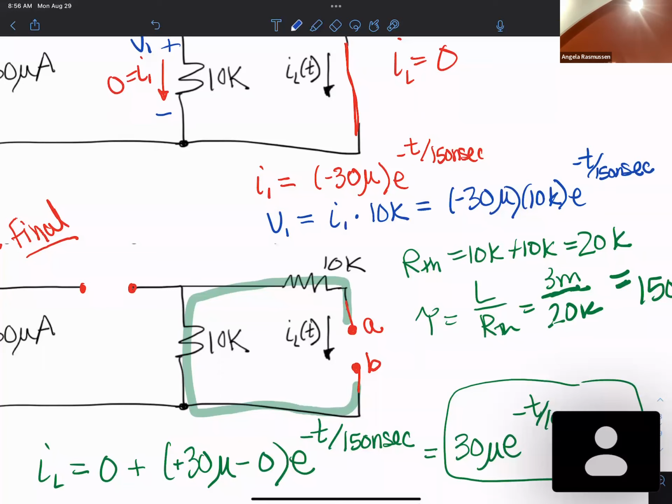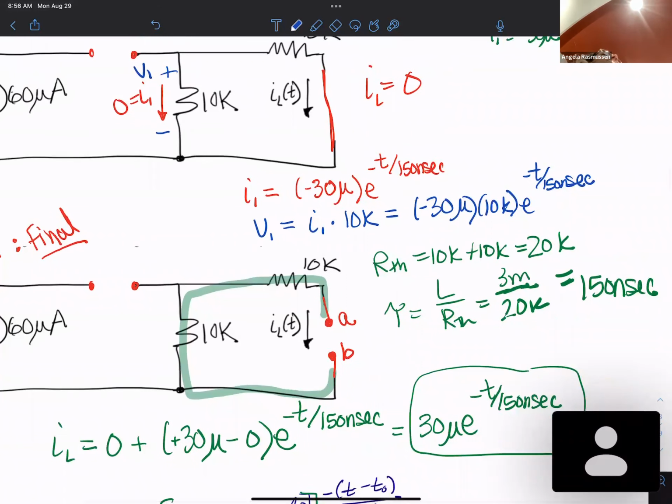That makes sense? Yes. So when an inductor starts to induce a current, it continues in the same direction in which the current entered the inductor. Am I understanding that correctly? Hence why I1 would be negative at t equals zero plus. Yeah.